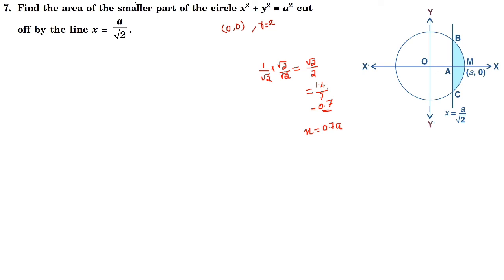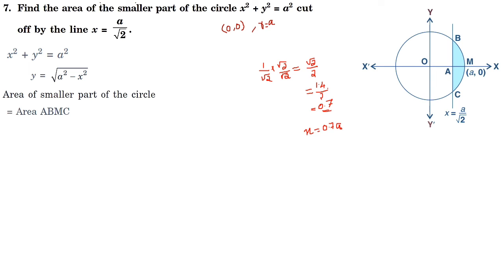Shaded portion, how do we find out? For that, first we have to find out y. So x square plus y square equal to a square. From here we can calculate y. This x square comes to the right side, a square minus x square. Y, if you want to calculate, take the square root of a square minus x square. So area of the smaller part of the circle means, you see there are two identical portions. We will calculate the upper portion, multiply with 2, then we will get the total area. That is area of ABMC we have to calculate.